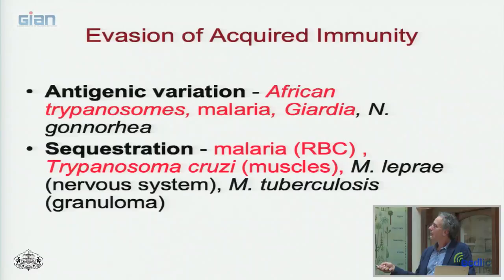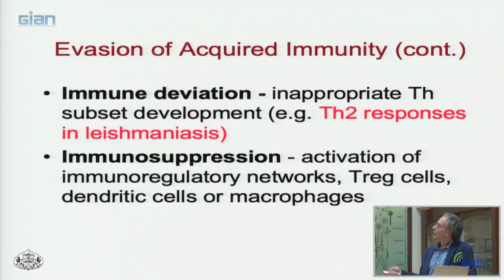Sequestration. Malaria is clever. The blood stages of malaria are so clever, they live in a red blood cell, which is very difficult for the immune system to recognize because it doesn't have class 1 or class 2 molecules on it. So they sequester themselves. Trypanosoma cruzi, the agent of Chagas disease, hides in muscles, also difficult for the immune system to recognize. And then immune deviation. We've seen this in the mouse model of leishmaniasis. Instead of a Th1 response, these mice made a Th2 response. But immunosuppression, we're going to talk about a lot in the context of leishmania, activation of regulatory T cells and suppressive dendritic cells or macrophages.